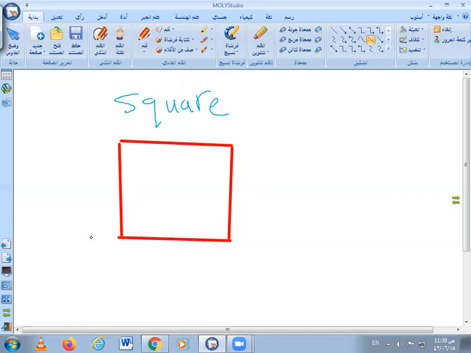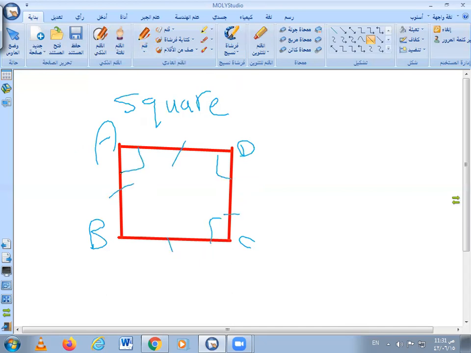If we have the shape A, B, C, D, all the sides are equal to each other, and all the angles are right angles. All the angles are right angles. This shape is called a square.